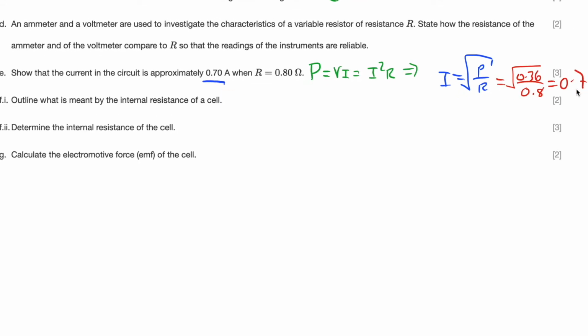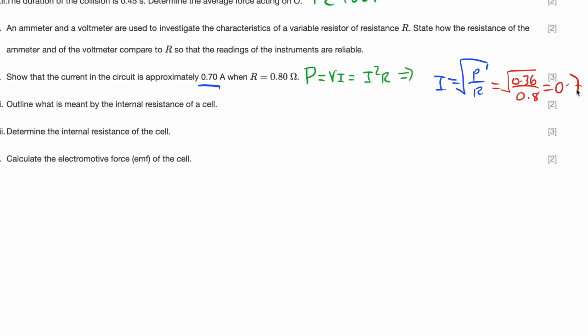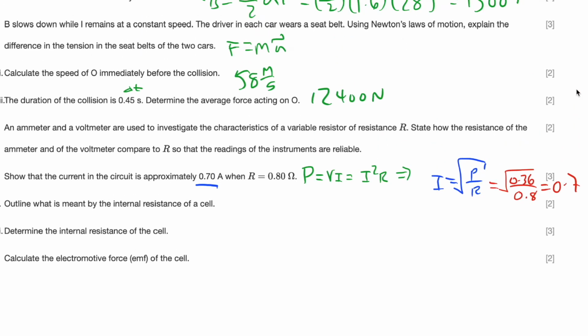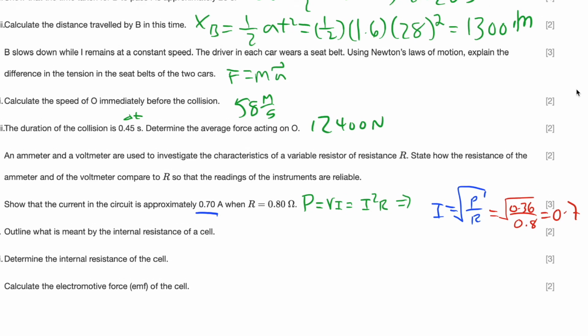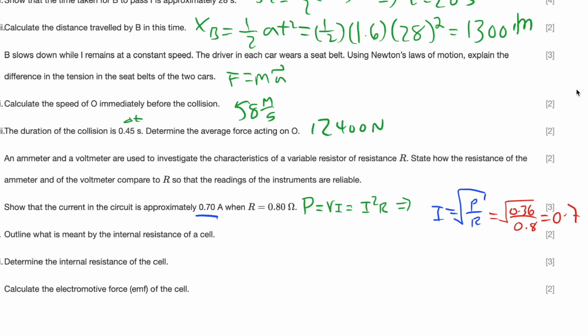Alright. The next problem asks you to find the internal resistance of the circuit. So we know if there's some internal resistance, then the power of the variable resistor is not going to be equal to the power dissipated in the cell. So the difference in power is due to internal resistance.